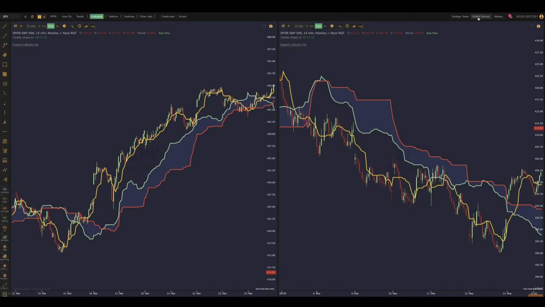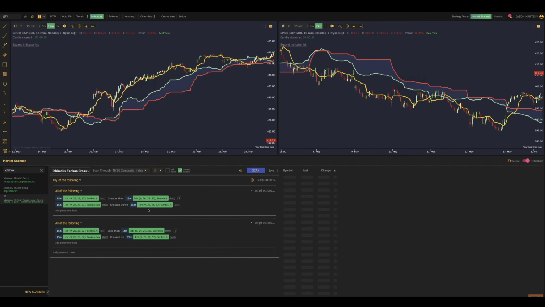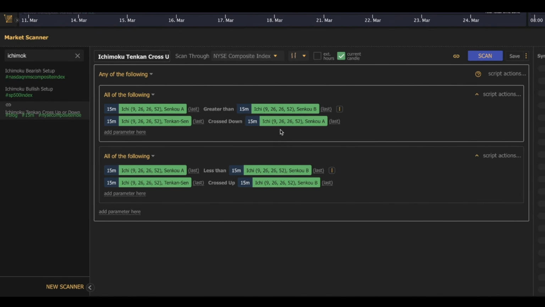I'm going to turn my market scanner on here. I'm going to type in Ichimoku. And now our scan comes up. We can see two condition groups with just a few conditions in each.